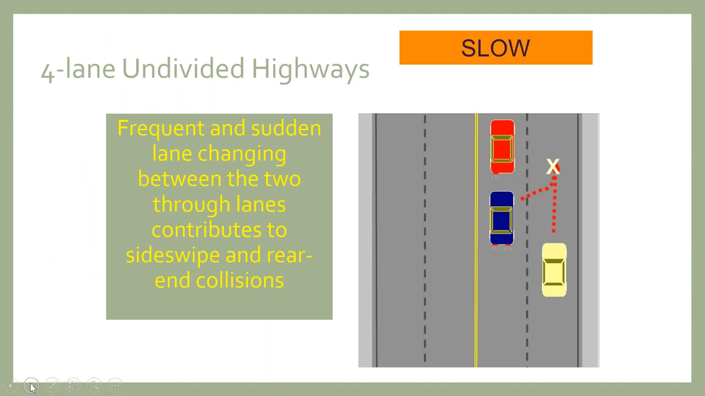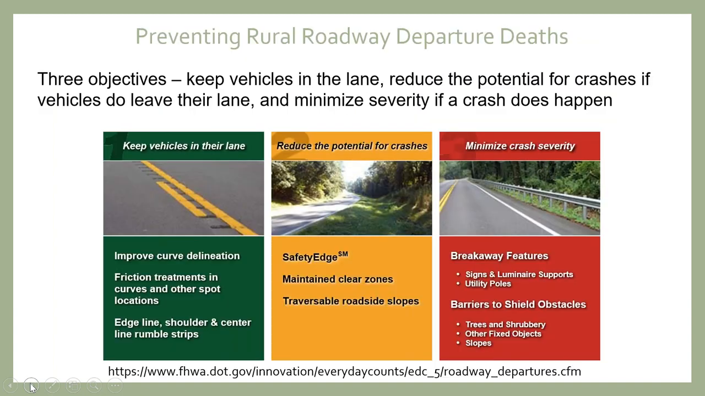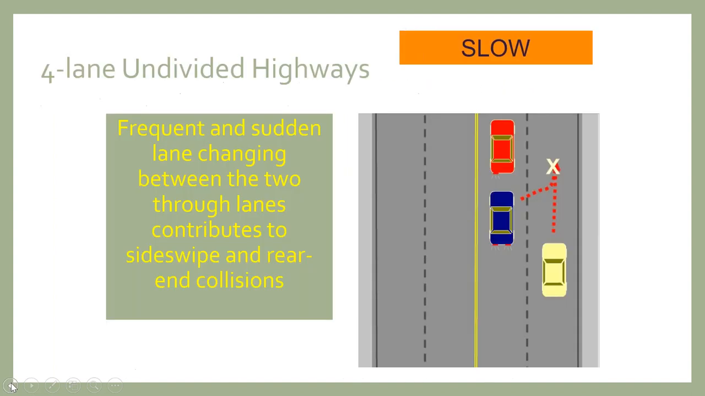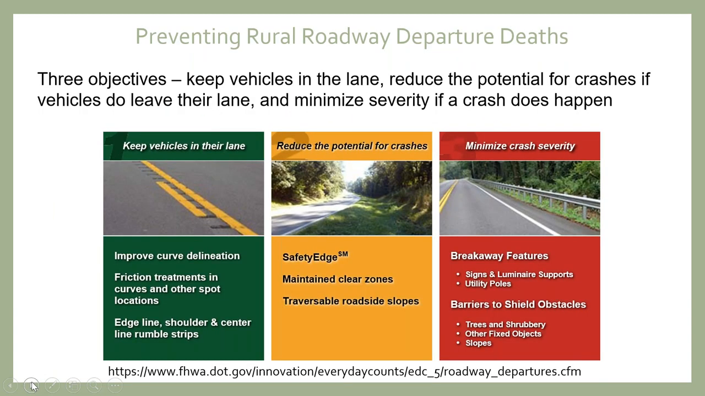Statistically speaking, four-lane undivided roadways are not the best safety performers. We have frequent and sudden lane changing, a lot of speeding as well. And so the road diet: separate, simplify, but then the last S, slow. Those are the three S's of safety that really work to make a road diet a great option for improving safety on roads, but particularly for older drivers.